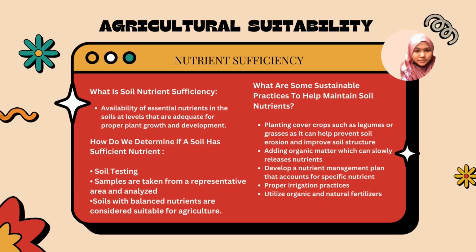Soil nutrient sufficiency. What is the meaning of soil nutrient sufficiency? Soil nutrient sufficiency is the availability and balance of essential nutrients in the soil that are necessary for optimal plant growth and development. How can we determine if a soil has sufficient nutrients? To determine soil nutrient sufficiency, various methods can be employed. Soil testing is a common practice where samples are taken from a representative area and analyzed for nutrient content. This analysis can provide information about the levels of different nutrients present in the soil, allowing farmers and gardeners to assess their sufficiency. Soils with balanced nutrient levels are considered suitable for agriculture, while imbalanced nutrients can negatively impact plant growth and productivity.